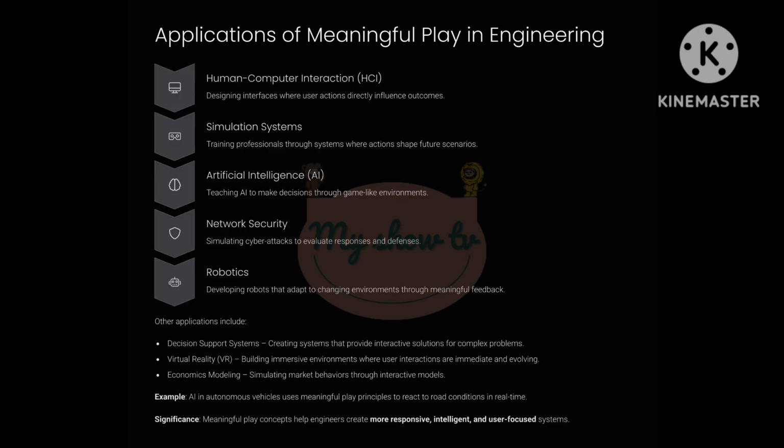1. Human-computer interaction (HCI), interactive systems where user actions directly influence outcomes. 2. Simulation systems, training environments where actions shape future scenarios. 3. Artificial intelligence (AI), teaching AI to make decisions through simulated environments. 4. Network security, simulating cyber attacks and responses.